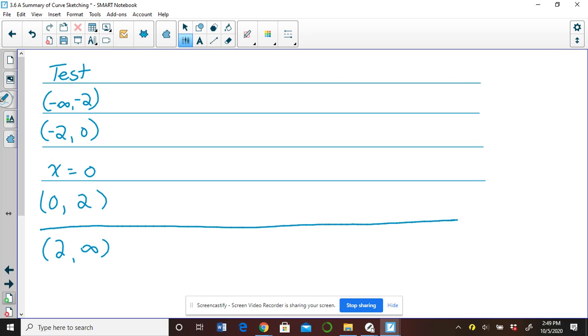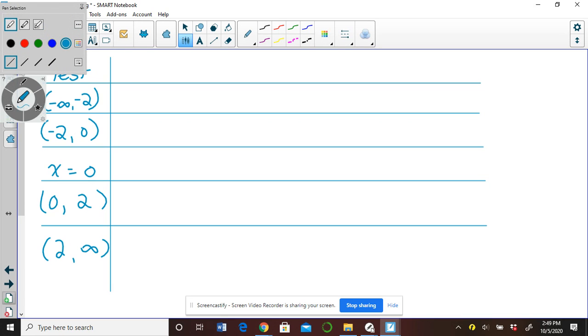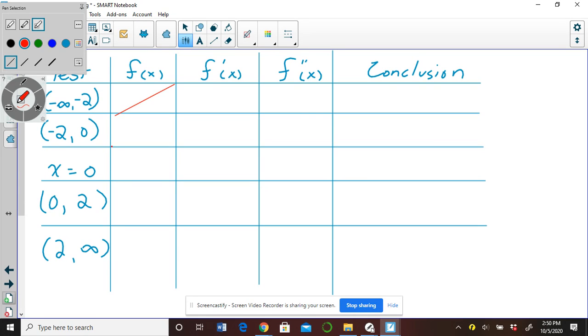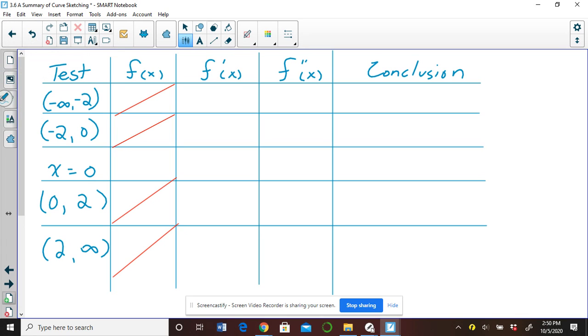Now from this, I will have testing points for a few things. So we'll have f of x, that will be very limited, f prime of x, f double prime of x, and then our conclusion. So when we look at f of x, we're talking function value. We can only find a function value if it's an x coordinate. We can't find a function value over an interval. And then when we're talking about prime and double prime, we're discussing our rules for increasing, decreasing, concavity, all of that.